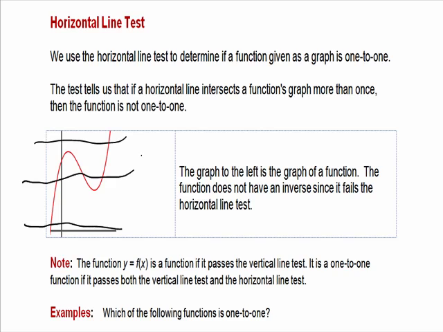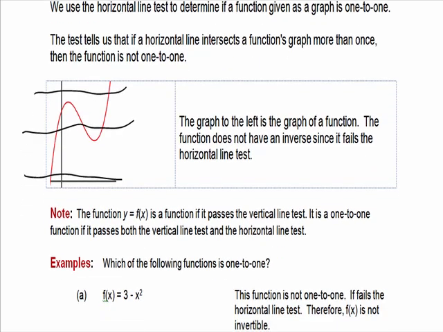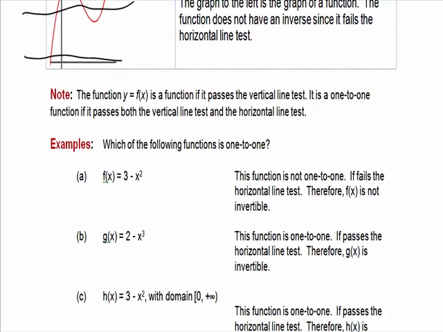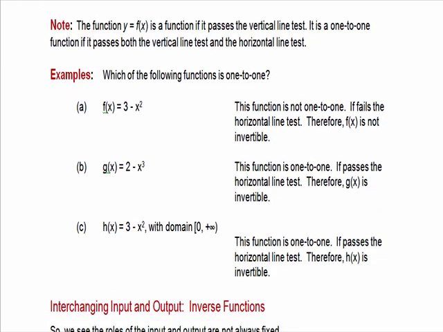It passes through, what, 3 times? So this graph tells us that the function, because it is a function, does not have an inverse because it fails the horizontal line test. But notice again, the function passes the vertical line test. But in order to be one-to-one, in order to have an inverse, we have to pass both the vertical and the horizontal line test. So let's take a look at just 3 more quick examples.